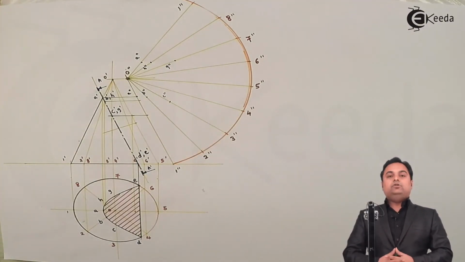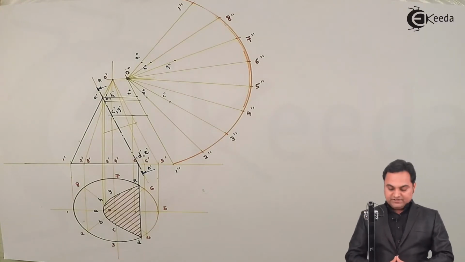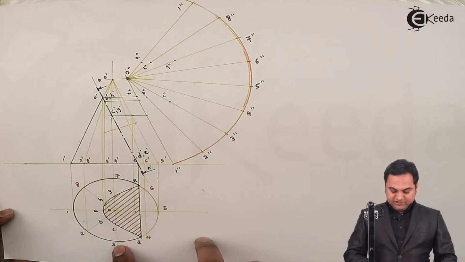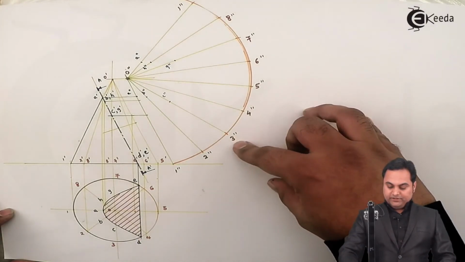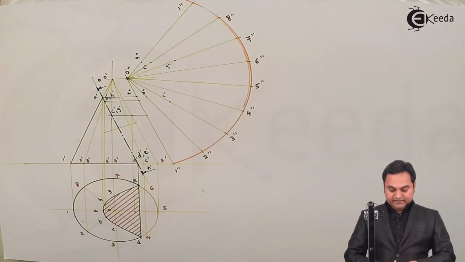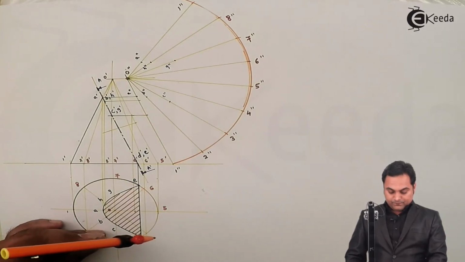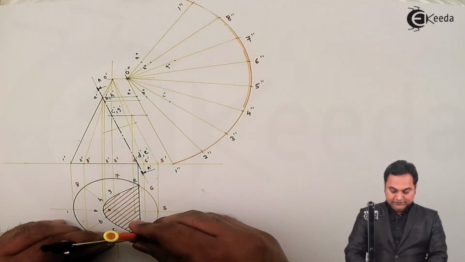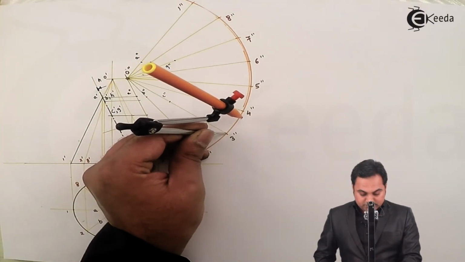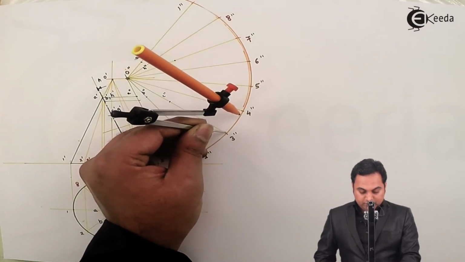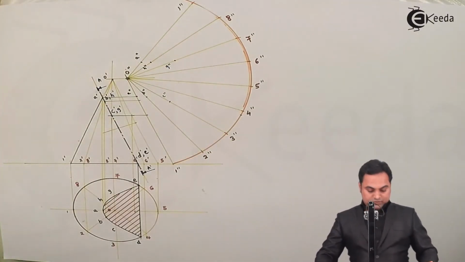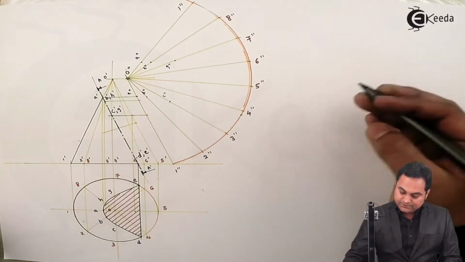Now for location of these 2 points D dash and E dash, as we see in the top view, point D is in between the divisions 3 and 4. So here in between 3 double dash and 4 double dash there will be point D, and for it I will take the distance from the division 3 to point D and mark it from 3 towards 4. So taking this distance and marking it on 3 towards 4, this point is D double dash.